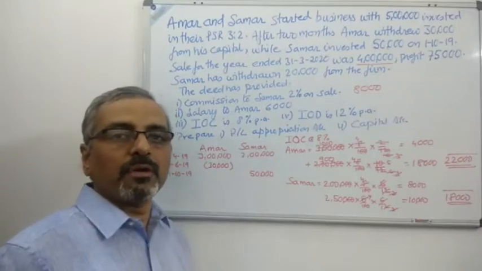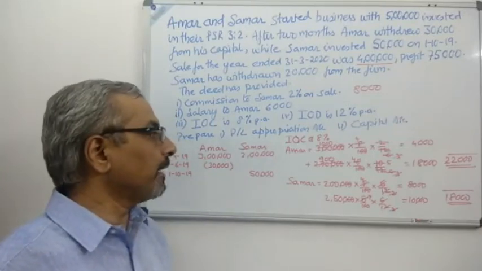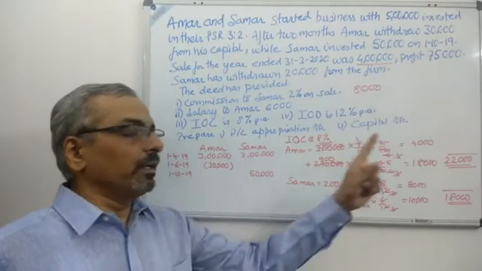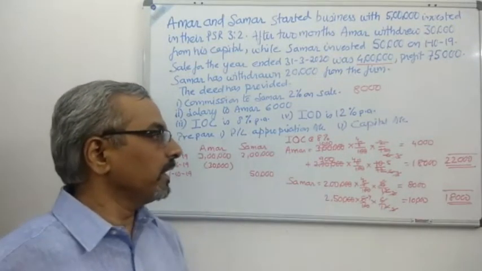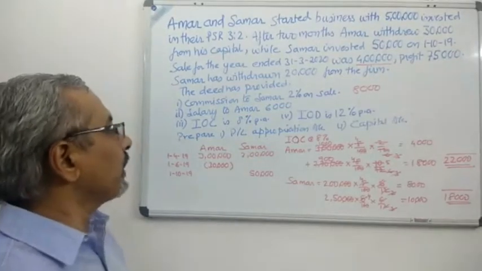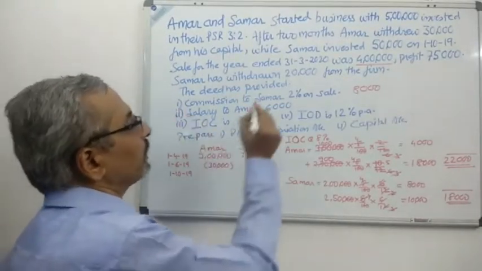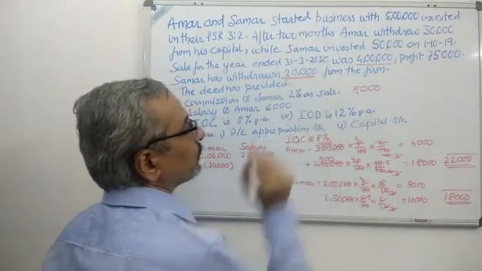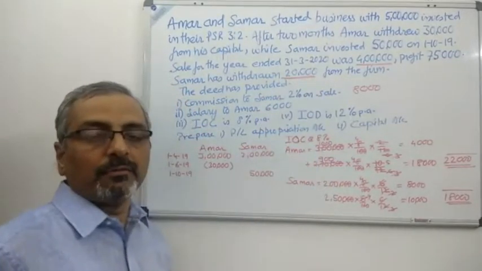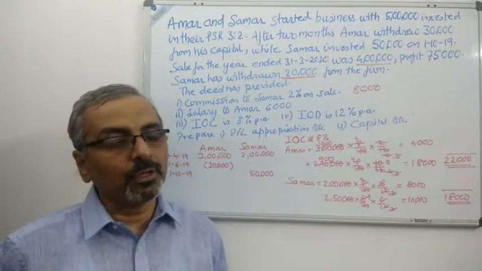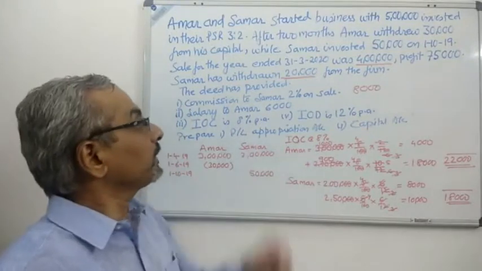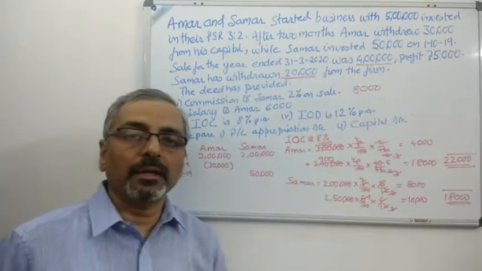After this calculation, we have come to the conclusion that the interest on capital of the first partner, Amar, is 22,000, and the interest on capital of the second partner, Summer, is 18,000. Now there is only one partner who has drawn, and who is that? Summer. Summer has drawn how much? 20,000 during the year. And if the money has been drawn during the year, no date has been given, we have to calculate the interest on drawing for 20,000 for half year at the rate of 12%.